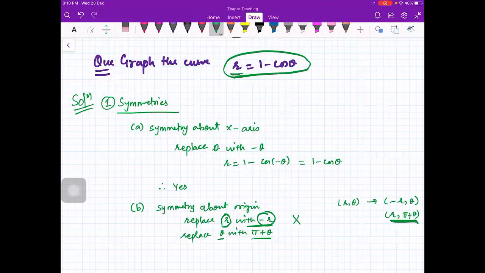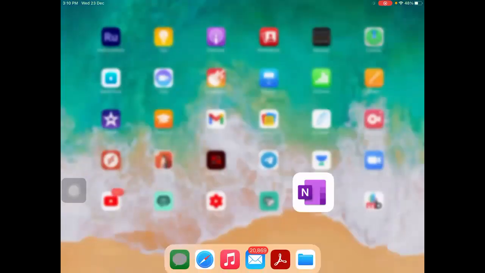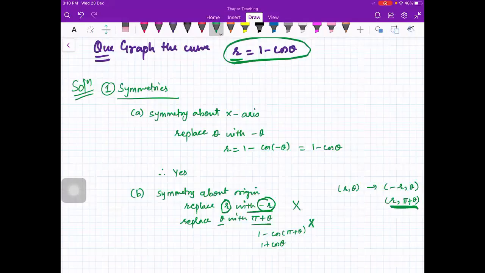So is the curve the same? 1 minus cos of pi plus theta will be 1 plus cos theta. So the curve is not the same. It means that symmetry about the origin is not there.